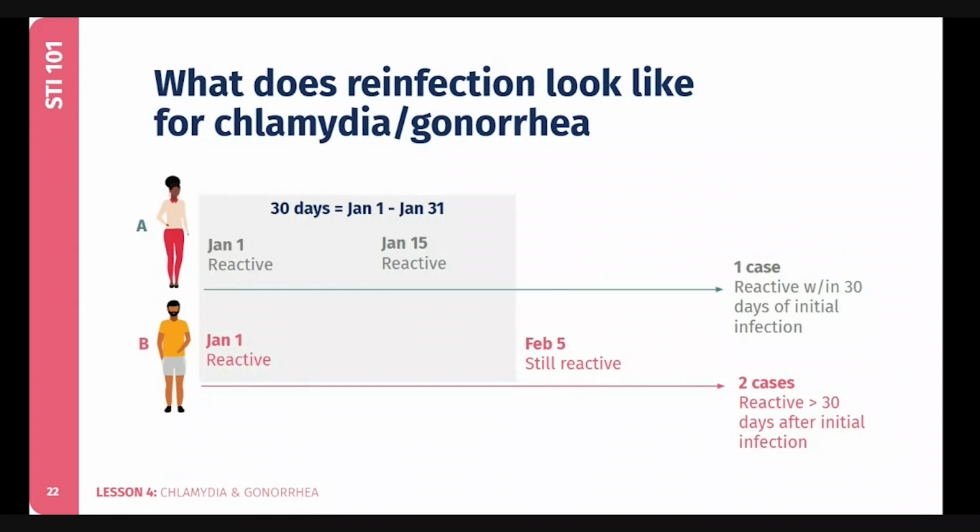Take a look at person A. They tested positive on January 1st, and by January 15th, they are still reactive. We would count this as one case because they are still within 30 days of their original infection. With person B, they are still testing reactive on February 5th. Per our surveillance guidance for deduplication, we would have to consider them reinfected in February and count them as two cases, even though we have no documentation of treatment.